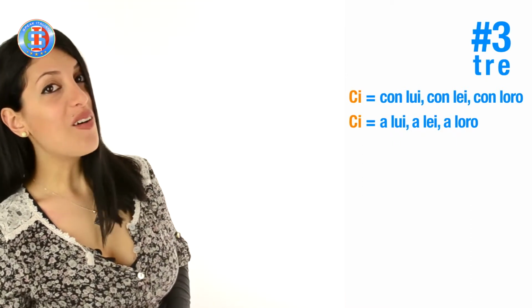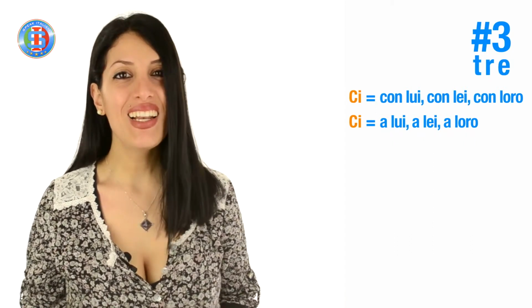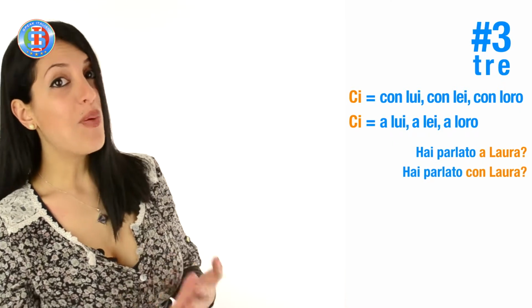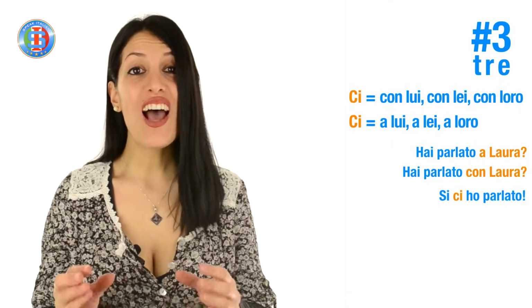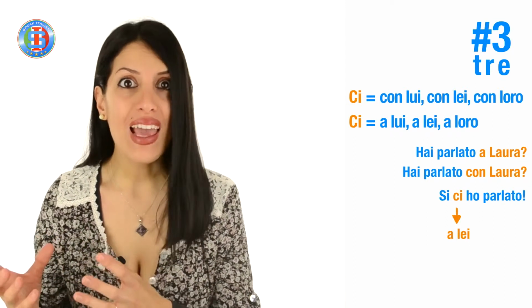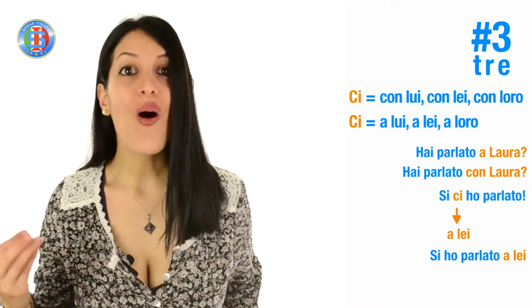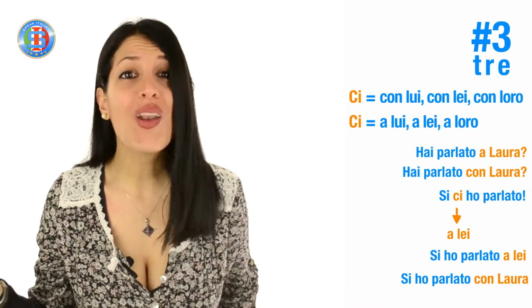Did you speak to Laura? Yes, I did speak to her. Well, in Italian, hai parlato a Laura? Or hai parlato con Laura? Sì, ci ho parlato. So as you can see here, ci is in place of a lei. So the sentence could have been sì, ho parlato a lei. Or sì, ho parlato con lei, con Laura.